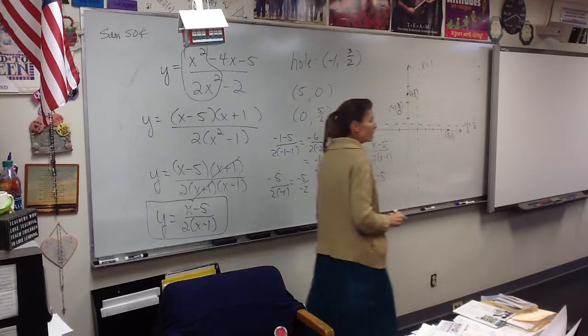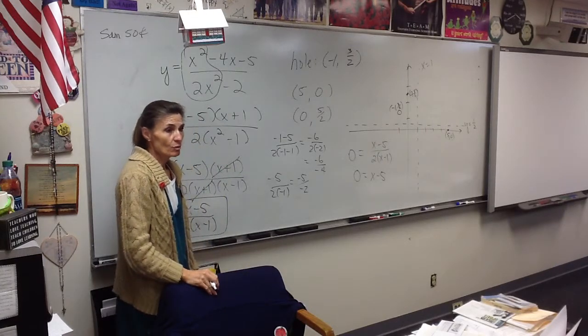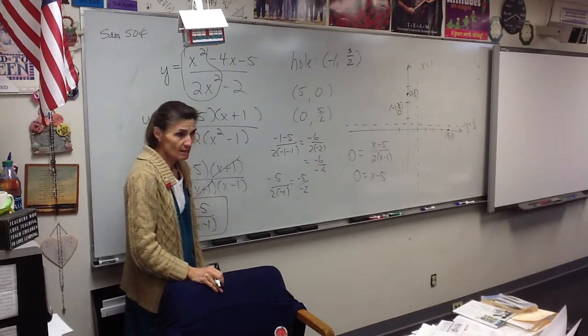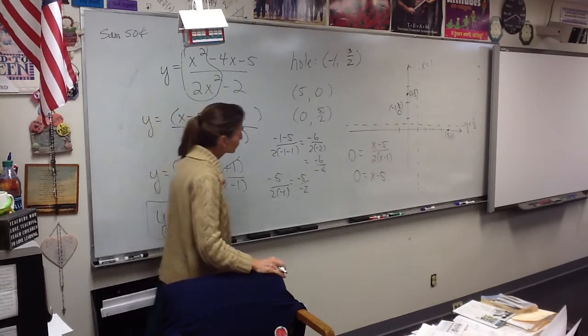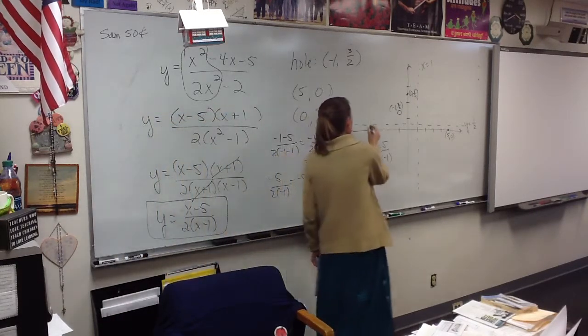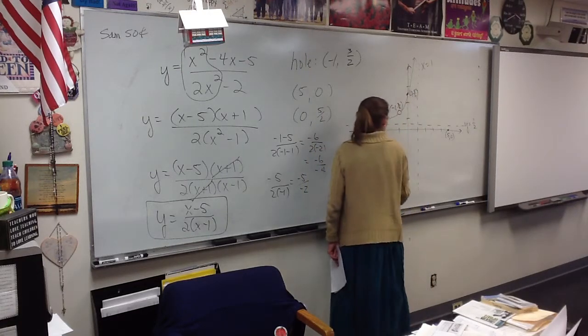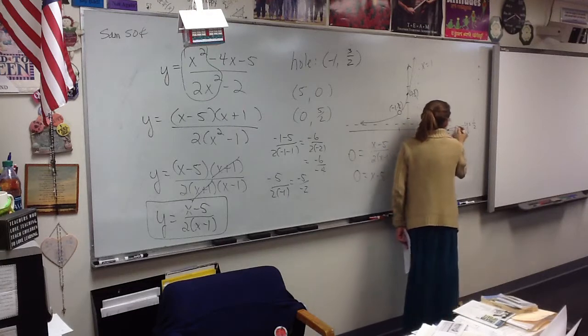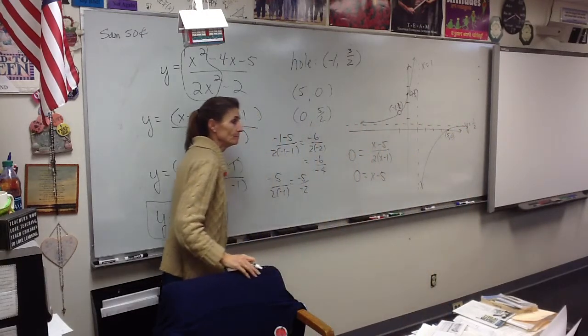Where did you plot that point? On the x-axis. So it goes in the x-intercept blank. Can you sketch it from here? Remember, they are going to be normal pictures. So it's going to have that shape.